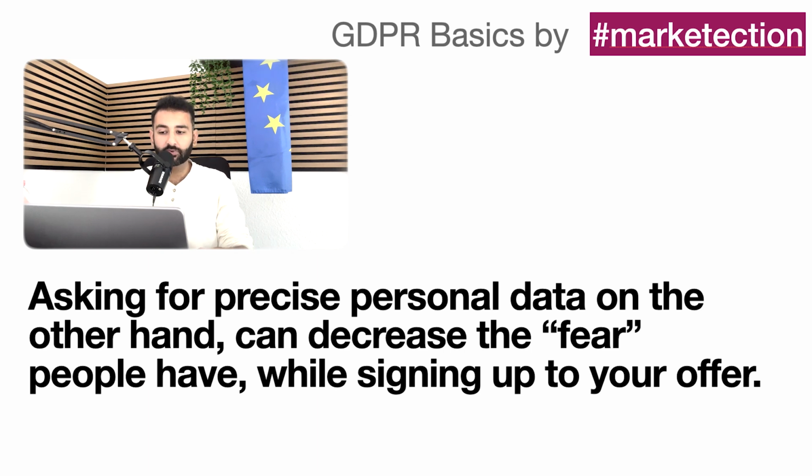So that is the next very important point. Asking for precise personal data, on the other hand, can decrease the fear people have while signing up to your offer, and this will automatically result in much more accurate data. You don't want wrong telephone numbers. Either ask for the telephone number and get the right one, and communicate with your prospects exactly what your end goal is or where the marketing funnel is leading. Let them know, build that trust from the beginning, build that transparency from the beginning.